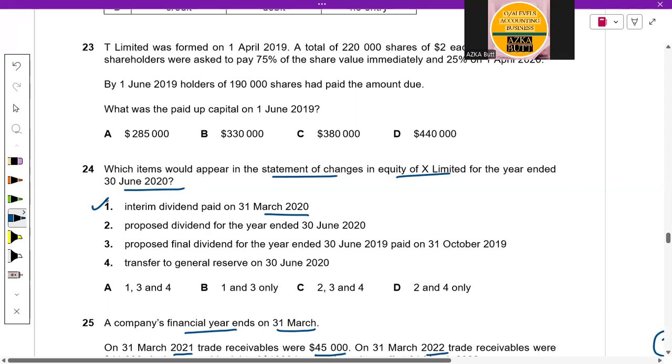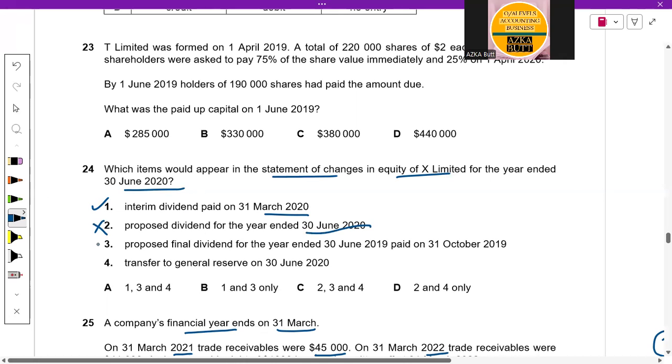Now let's see the second one. Second one is the proposed dividend for the year ended 30 June 2020. So proposed dividends are not recorded in the statement of changes in equity until they are declared and approved by the board after the financial year end. So hence this will not appear in the statement of changes in equity for the year ended 30 June 2020.